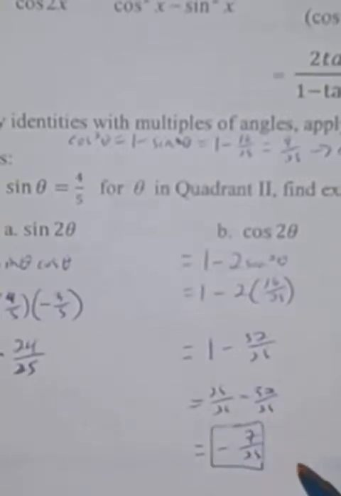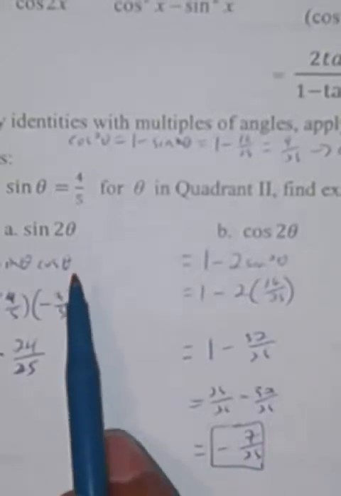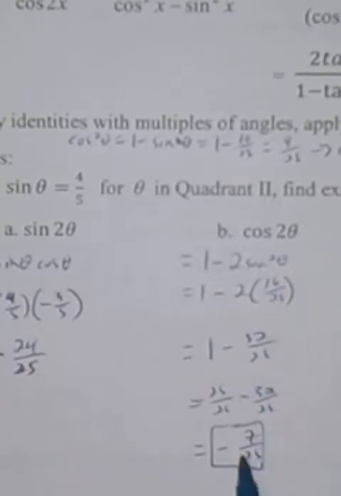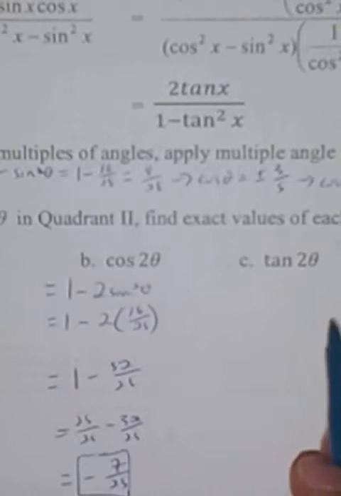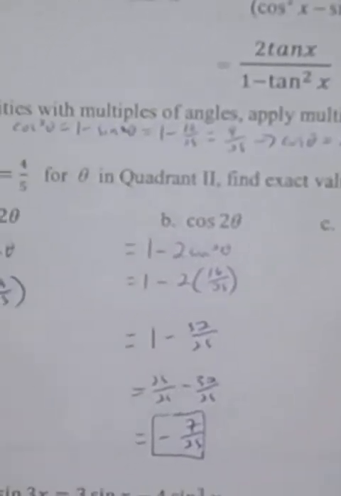Cosine is negative in quadrant 2, but for cosine of 2 theta, sorry about that. Sine of 2 theta is negative and cosine of 2 theta is negative, so 2 theta is actually in quadrant 3. All right. Letter C is tangent of 2 theta. You work that on your own.